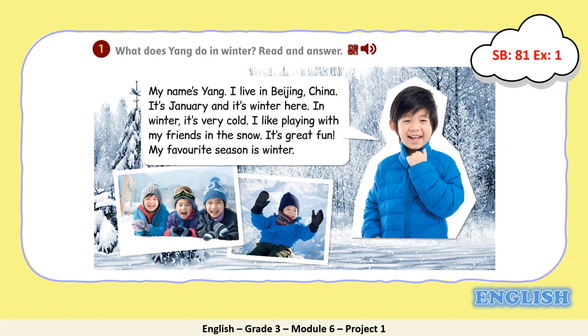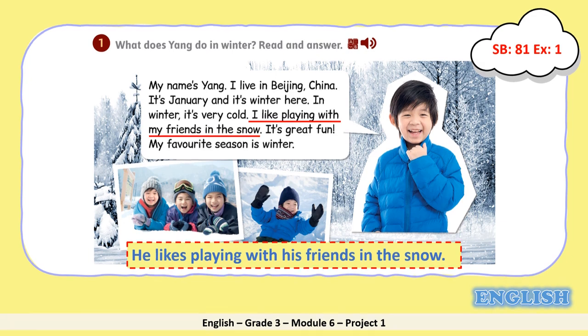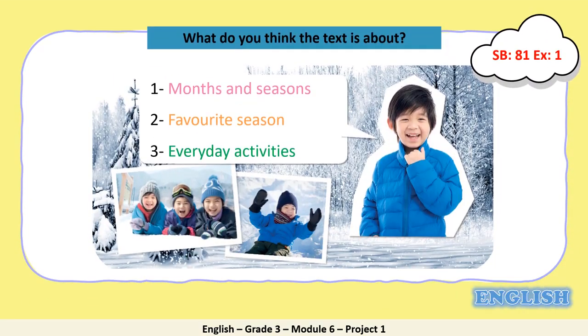Did you find the answer? It's right there in the third line. He says, I like playing with my friends in the snow. So to answer the question about Yang, we would say he likes playing with his friends in the snow. Well done, everyone. Going back to our predictions from the beginning of the lesson, when I asked you, what do you think the text is about? Which is the correct answer now? Yes, it's about favorite season. Good job, everyone.